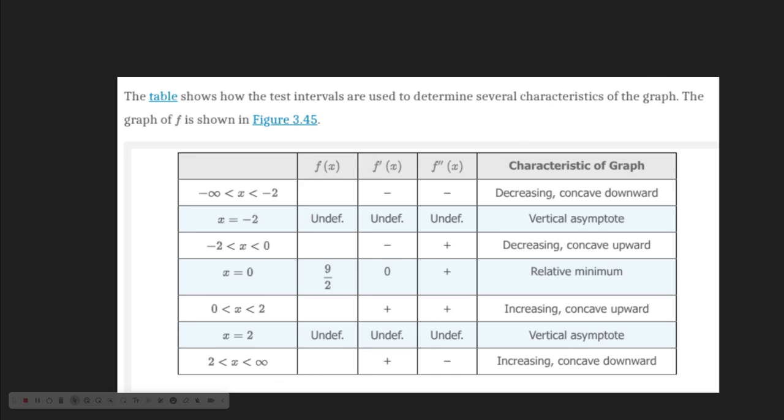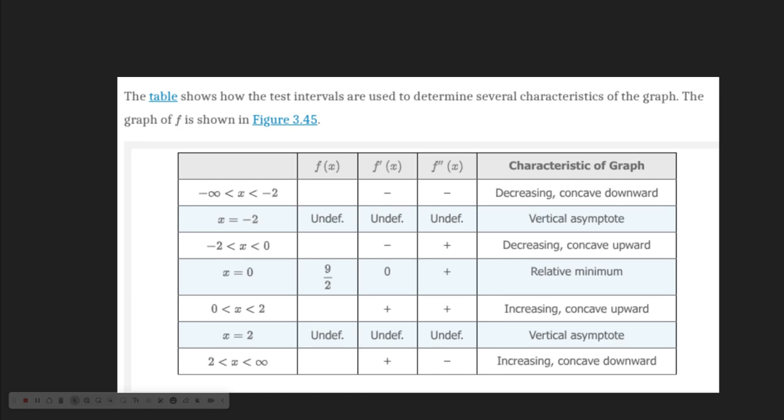Here we have a column for the function, a column for the derivative, a column for the second derivative, and then a description of the characteristics. Over here on the left, we have different ranges. From negative infinity to negative 2, the derivative is negative and the second derivative is negative, which means it's decreasing and it's concave downward. There are no remarks about the actual function. At x equals negative 2, all of these are undefined. So we're going to have a vertical asymptote there.